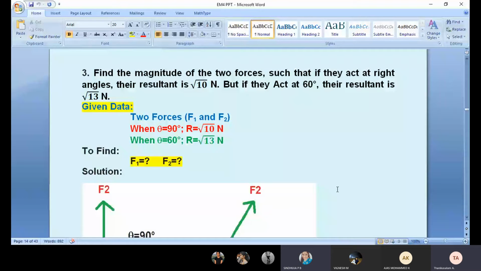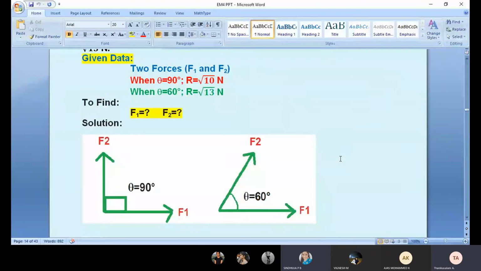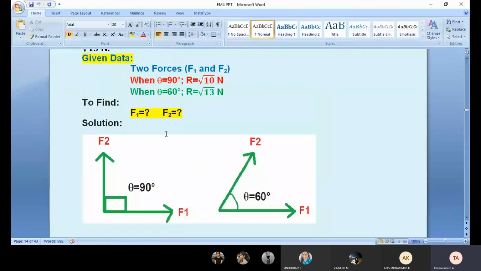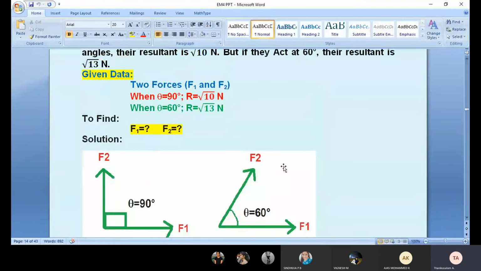Okay, sir. Actually, the statement is given as two forces, F1 and F2. If the angle is 90 degrees, the resultant value is root 10 Newton. When the angle is 60 degrees, the resultant value will be root 13 Newton. The diagram represents the 60 degree angle and the 90 degree angle for F1 and F2. Two cases: the same two forces, first at 90 degrees with resultant square root 10, then at 60 degrees with resultant square root 13.